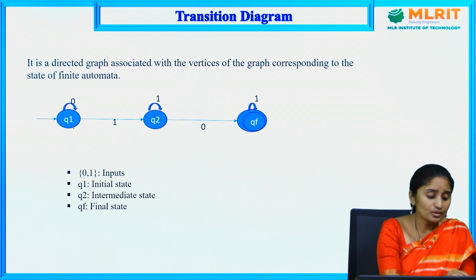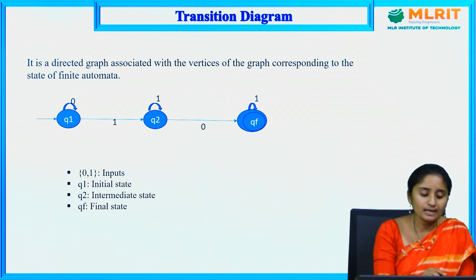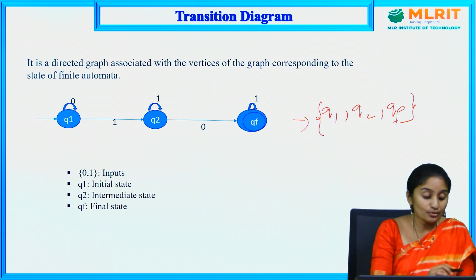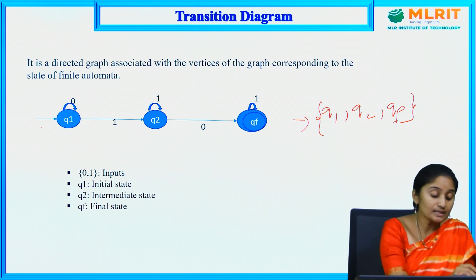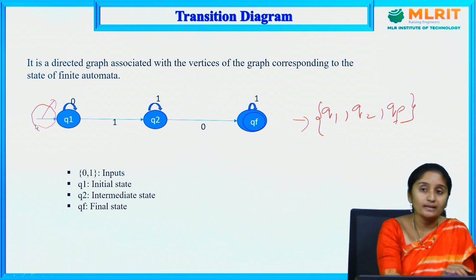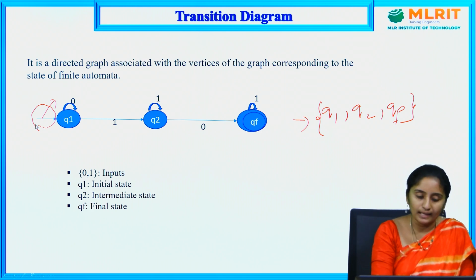See here. What does the transition diagram consist of? There are 3 states: Q1, Q2, QF. These are the 3 states I am going to have. So what is the initial state? The initial state is represented with an arrow, but there is no input on it. There will be an edge, but there is no input on that edge. That is the initial state.